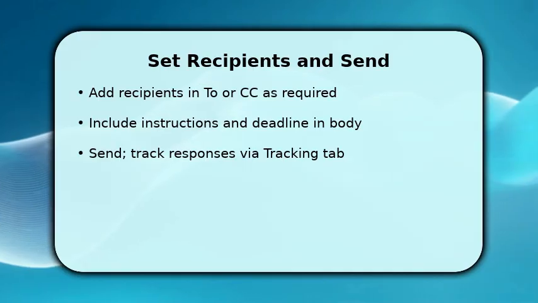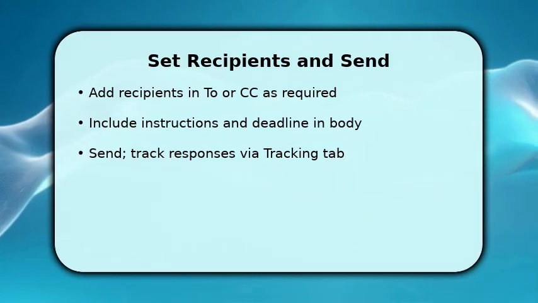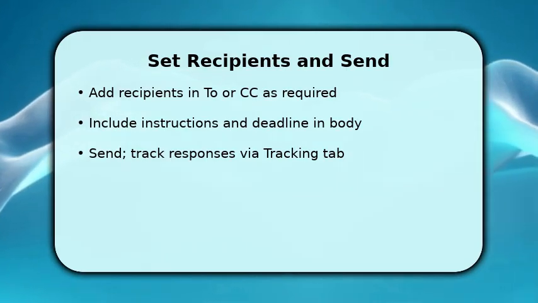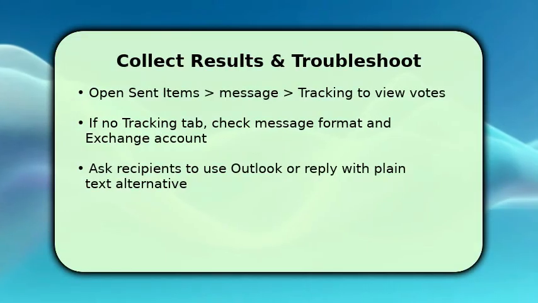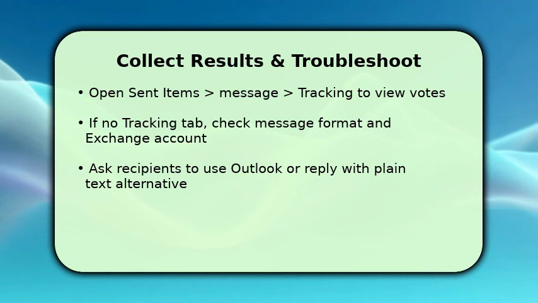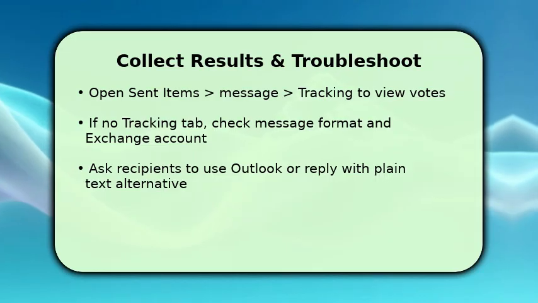Before sending, confirm the message format is HTML because voting buttons rely on it. Send the email, then navigate to the Sent Items message and choose the Tracking tab. Outlook automatically logs responses, so you can monitor replies without manual effort. To finalize, open the sent message and click Tracking to see each recipient's selection and a summary count. This consolidates responses for quick decisions.